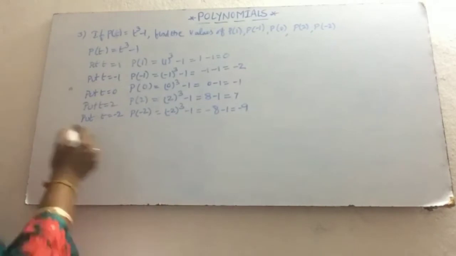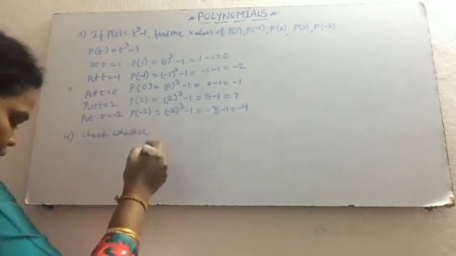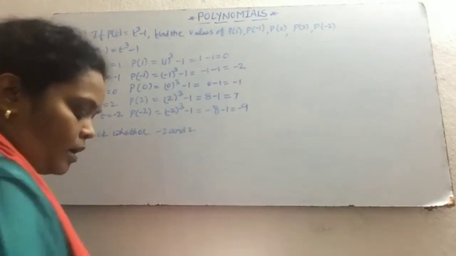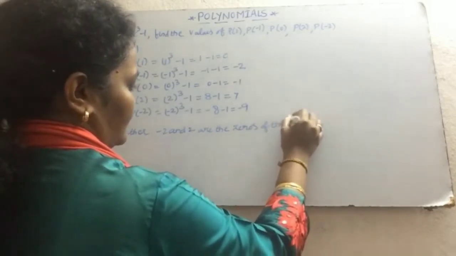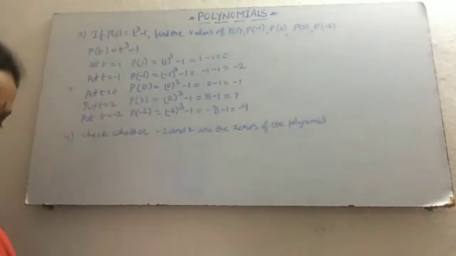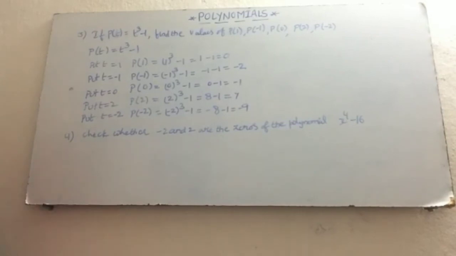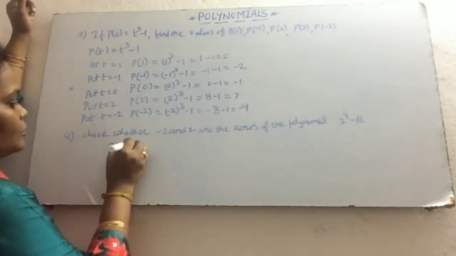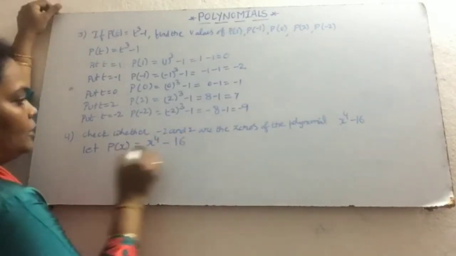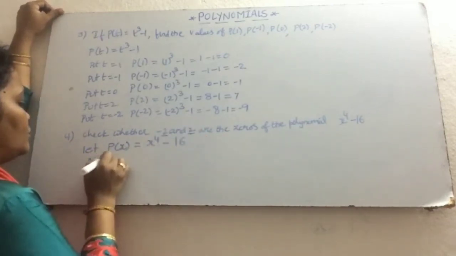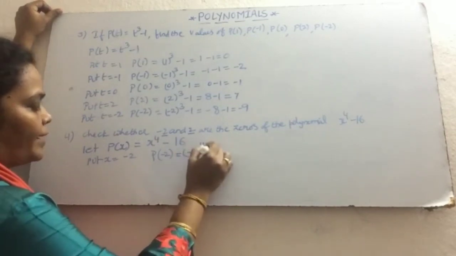And next problem. Check whether minus 2 and 2 are the zeros of the polynomial x power 4 minus 16. Now, what is the polynomial? Let P of x is equal to x power 4 minus 16. So, minus 2 and 2. Put x is equal to minus 2. Then P of minus 2 is equal to minus 2 whole power 4 minus 16.